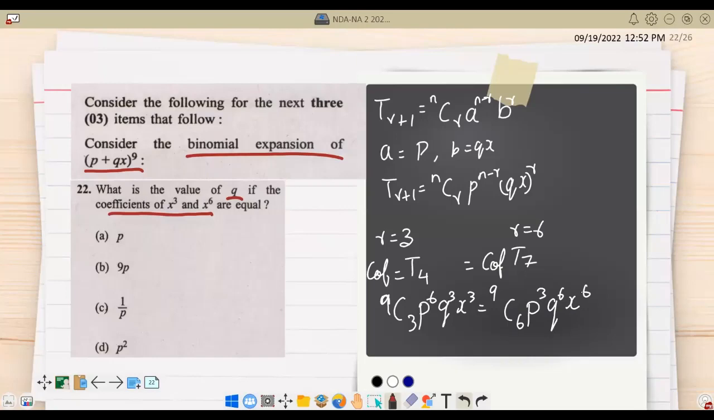Here the coefficients are equal, means the value will be 9C3 p6 q3 is equal to 9C6 p3 q6. Here we know that 9C3 and 9C6 are equal.